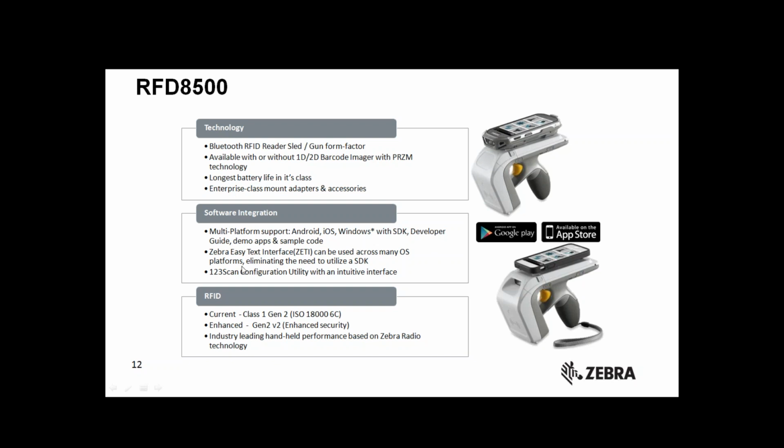We also have something called ZETI, Zebra Easy Text Interface, which essentially can be used to take the data that comes from the RFID read side of things and provide that to your application. So there is no programming that has to be done, right? Essentially, it would come in as keyboard data that your application can consume. This device, of course, you can read that it is a Class 1 Gen 2 device, and it also has the enhanced Gen 2 V2 here as well.